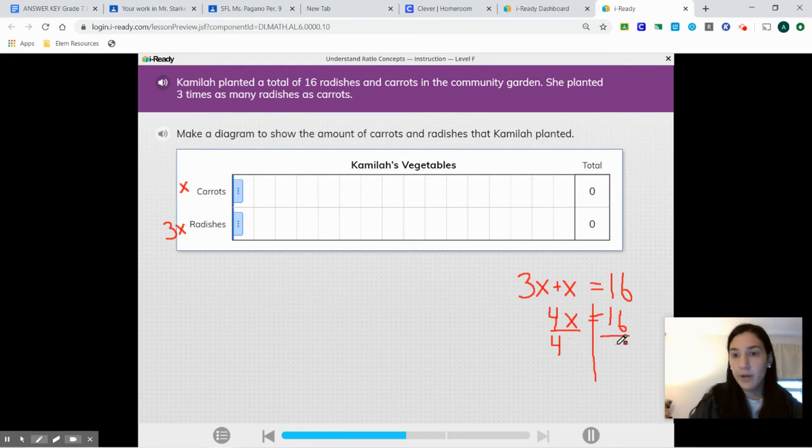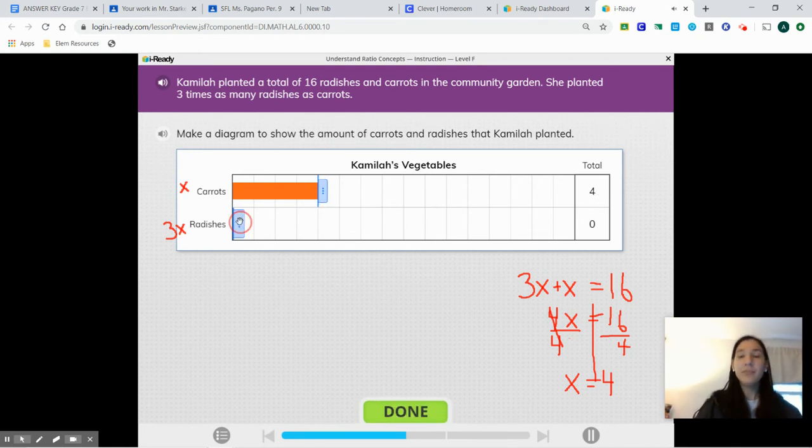Okay, divide by 4. There we go. These cancel out. And we have x equals 4. So now we know that we have 4 carrots up top here that we can select. 1, 2, 3, 4. Make sure it says 4 in your total column.